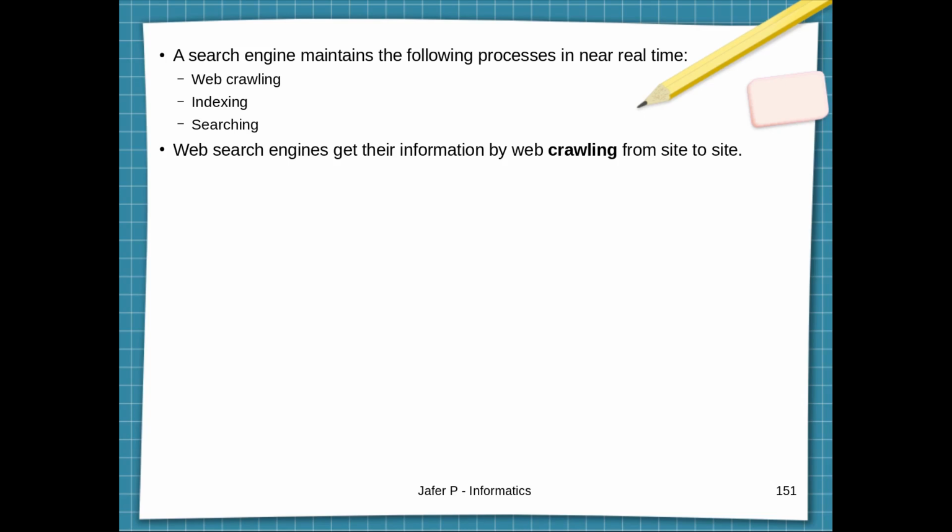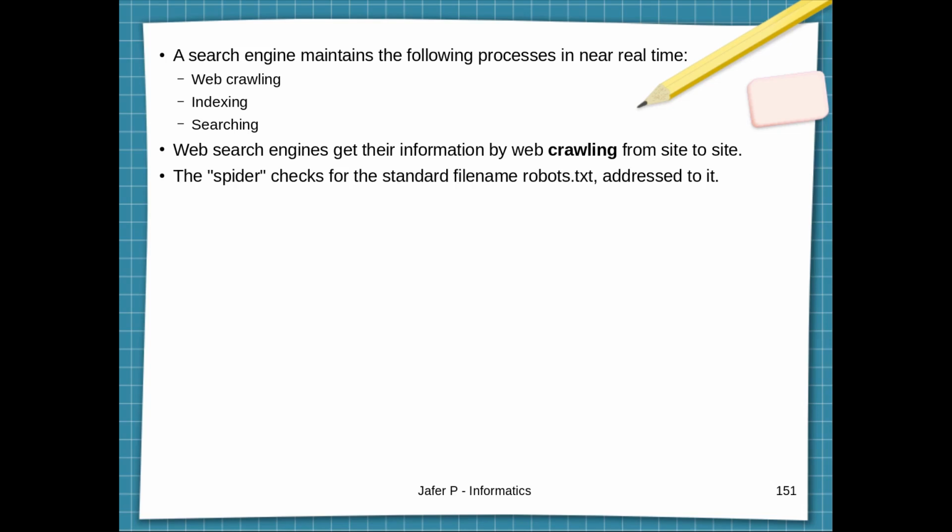Web search engines get their information by web crawling from site to site. So what does web crawling mean? Web crawling is used to get the information. Each keyword will flow to each and every site, and it will fetch the related information from every site, right? That is called web crawling. Crawling means to go and search in every site available.